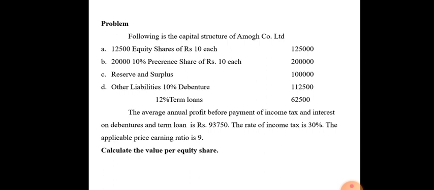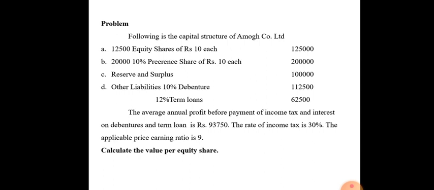Next, reserve and surplus is 1 lakh, and the other liabilities are 10% debentures. This 10% is the interest to pay to the debenture holders, which we have to calculate on the 1,12,500. The term loan means loans taken from financial institutions at the rate of 12%, which we have to pay on the 60,500.